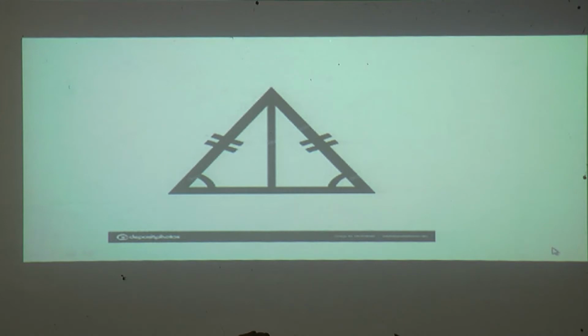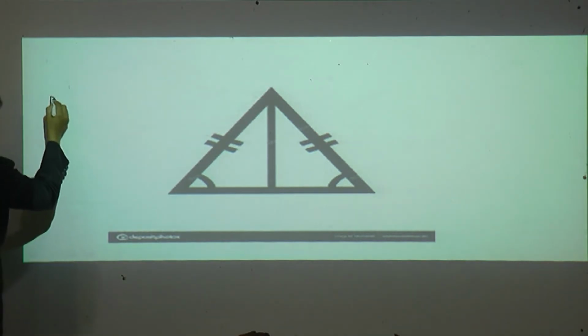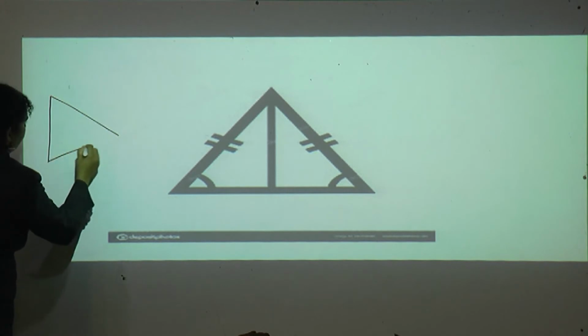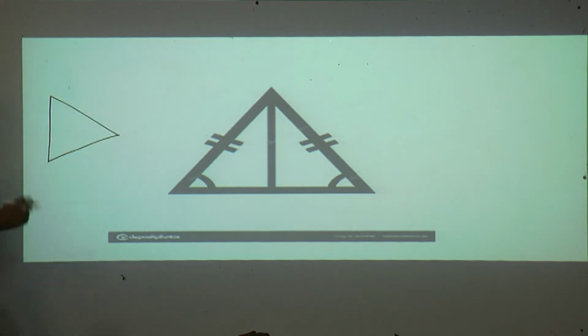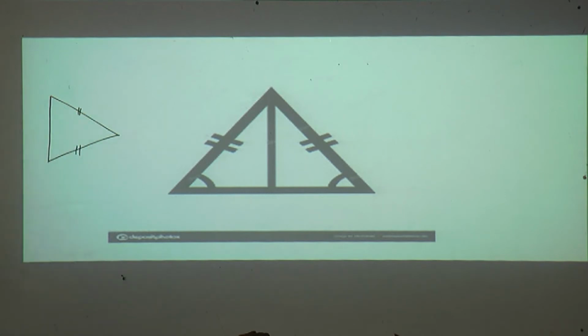If I draw the triangle like this, see, I will draw like this. Okay, this is also an isosceles triangle. Now students, tell me again, I will ask the same question. Can you divide the triangle into two equal parts that could be matched exactly to each other?